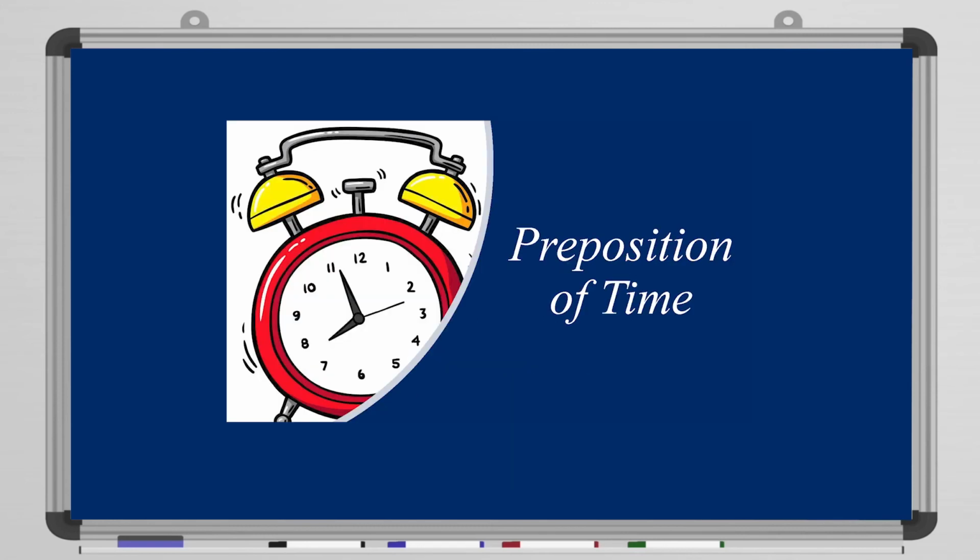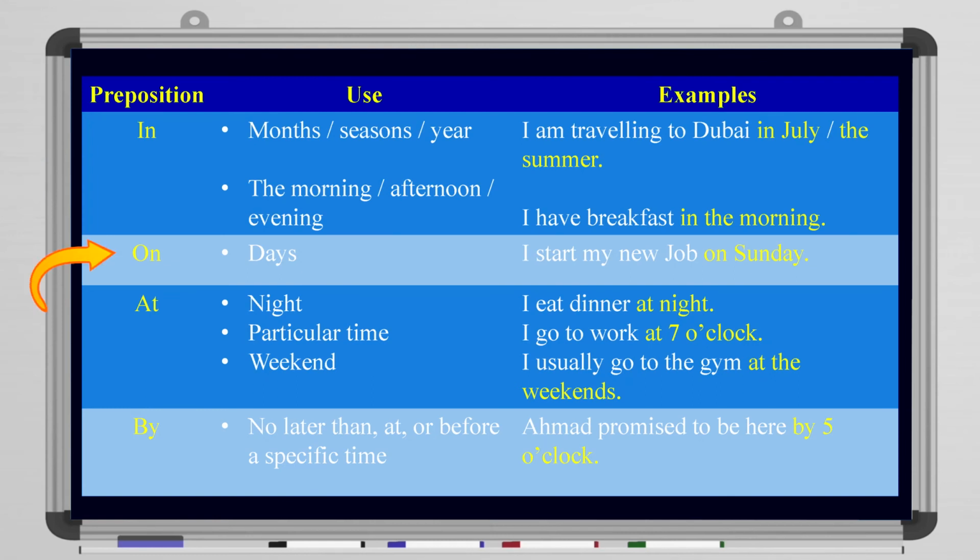Okay, so let's look at the prepositions of time first. I'm going to go over them very quickly because you already know them. I have in, on, at, and by. In, I use them with months and seasons and years. So I am traveling to Dubai in July. On, I use with the morning or the evening, the afternoon, or during the days. So for example, I can say, I start my new job on Saturday. At, I can use with at night, particular time, or weekend. So I can say, for example, I ate dinner at night.